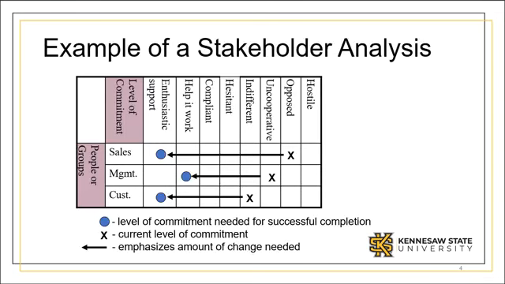Here is an abbreviated example of a stakeholder analysis. Across the top, we have a spectrum of commitment levels. On the left side, we have the individuals or groups that are designated as stakeholders. The X's represent the current level of commitment. The blue dots represent the desired level of commitment. The arrows show the magnitude of change needed.